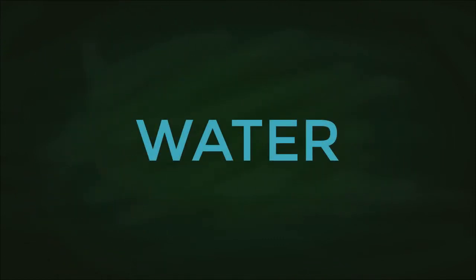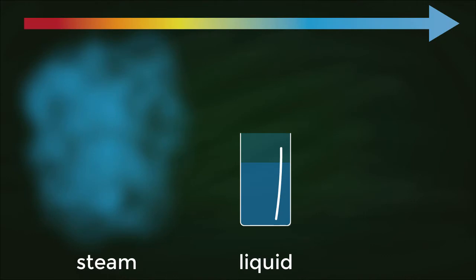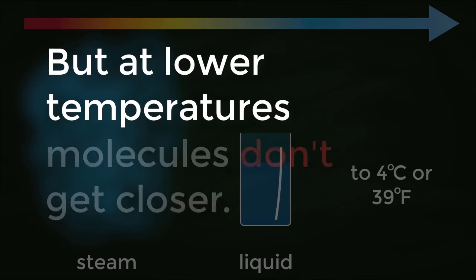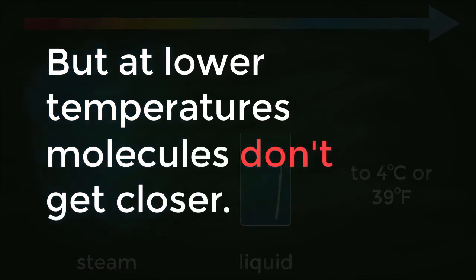As water is cooled from steam to liquid and from liquid down to approximately 4 degrees Celsius or 39 degrees Fahrenheit, its molecules will get closer to one another as we've described. But at temperatures below that 4 degree mark or 39 degrees Fahrenheit mark, the molecules don't actually get any closer to one another. Why is that?